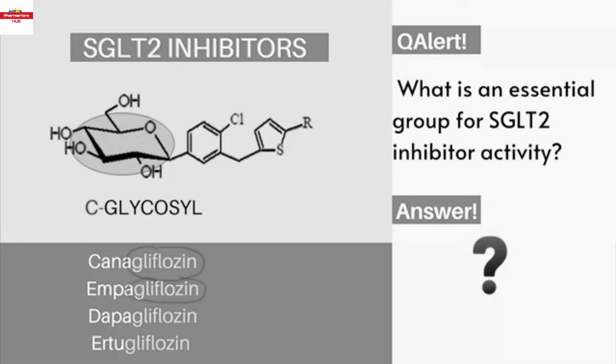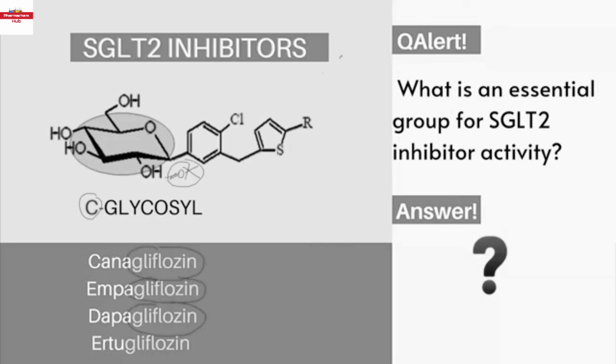Gliflozin. What is very special about them is they have a glycosyl group. I know many drugs have a glycosyl group, but what makes the SGLT2 inhibitor special is that there is something called C-glycosyl. Here they are directly attached to the carbon. Most of the time they are attached to the oxygen. They are called O-glycosyls. But O-glycosyls have no activity for diabetes.